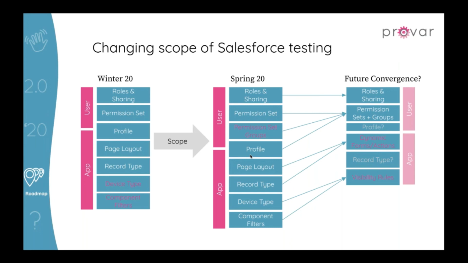In terms of the future though, I think the future is quite bright. We're going to see a convergence of some of these features. Things like permission sets and groups, I believe, are going to supersede most of the features of a profile. So in future, our test cases will be more based around those permission set groups.